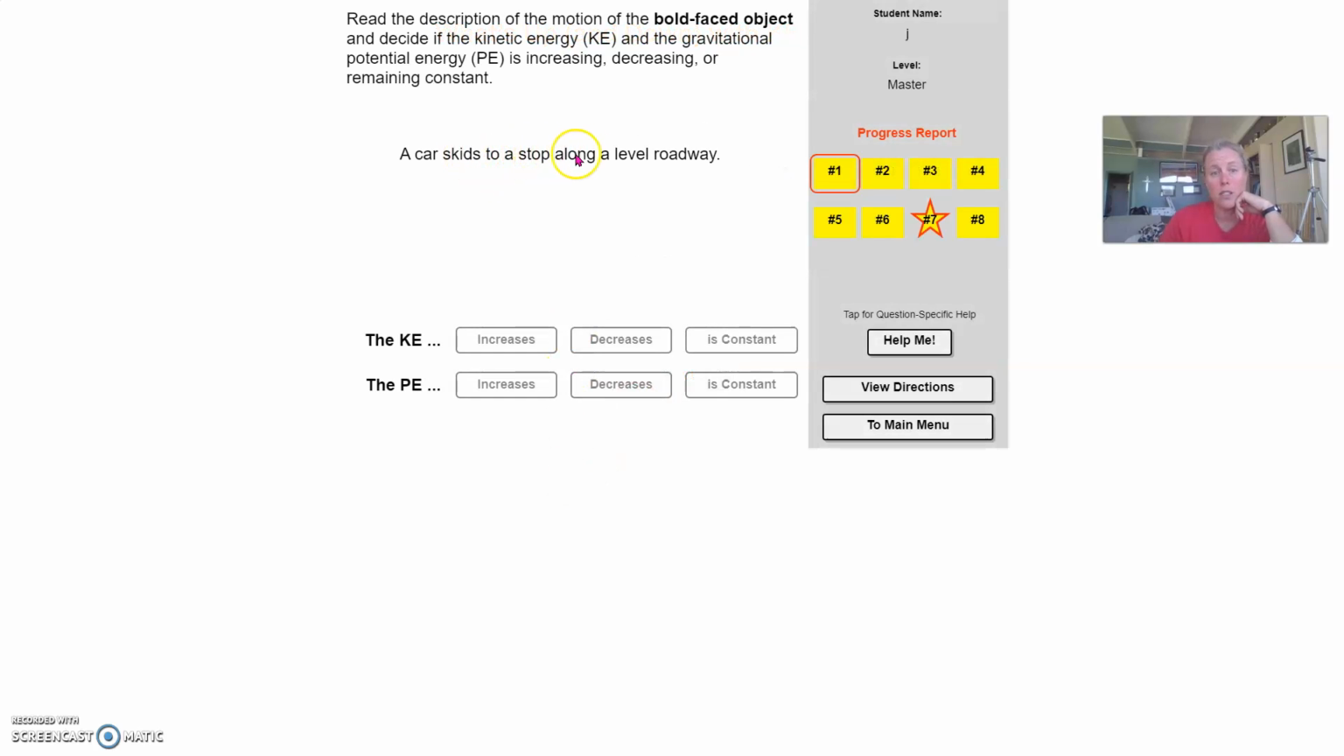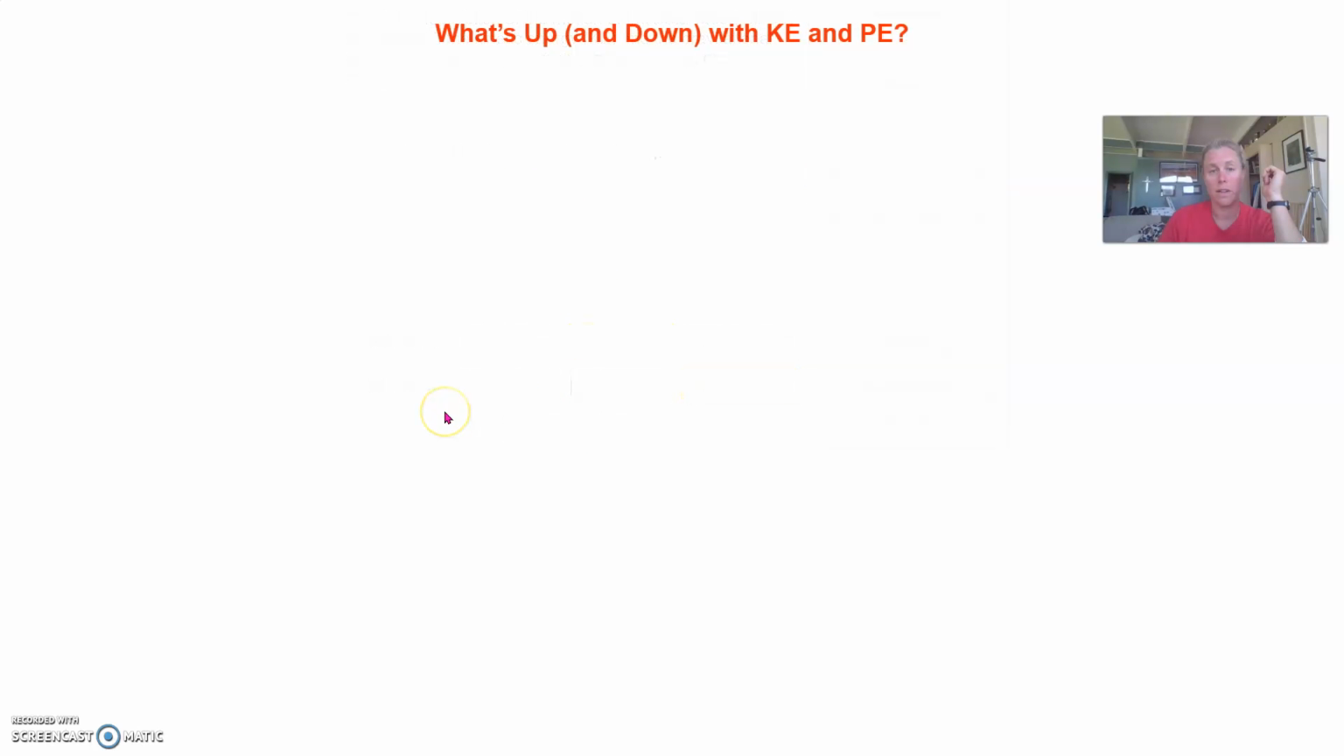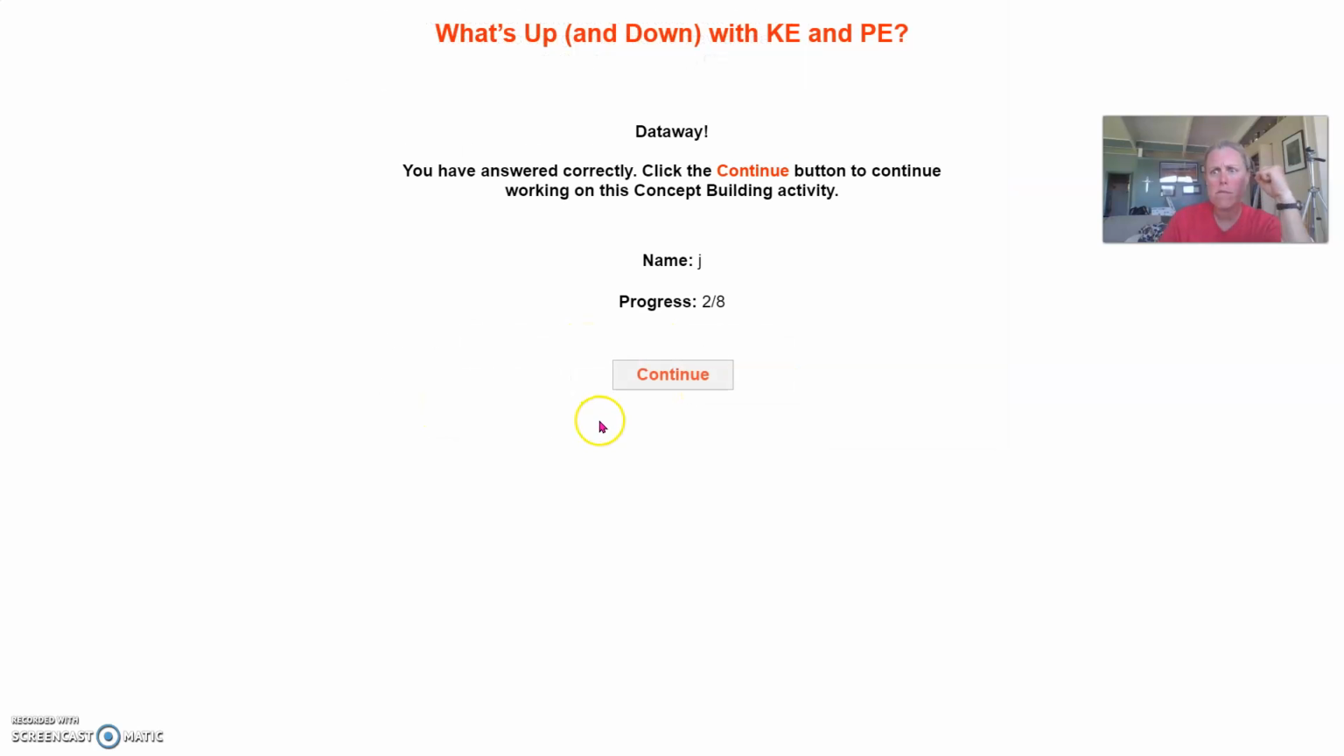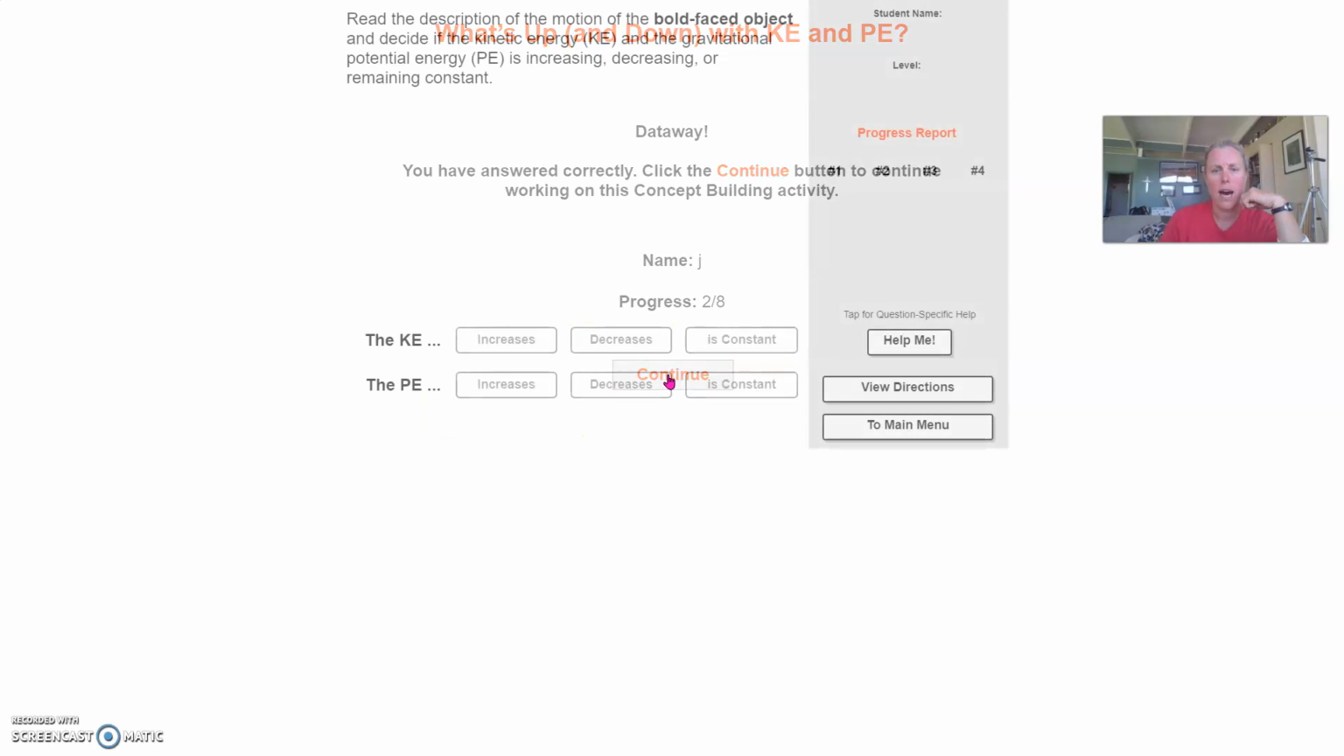A car skids to a stop along a level roadway. So to me, potential energy, constant. It's level. It's not changing elevation. It's not changing its position. And then it's skidding to a stop, so I'm going from faster to slower, decreasing. Okay? All right. I can do this.